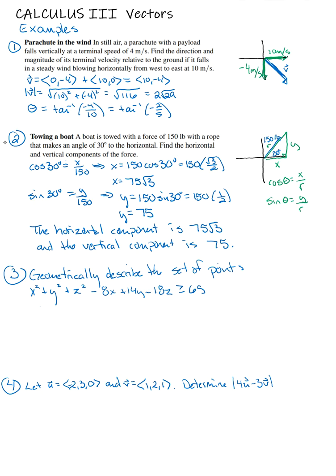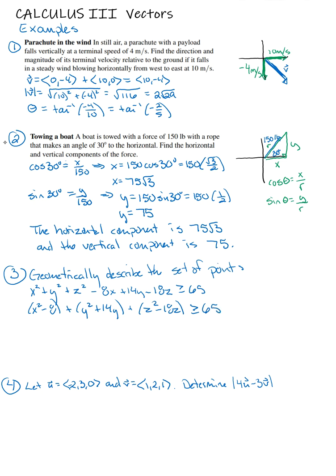Okay, on to example 3. Let us geometrically describe the set of points x squared plus y squared plus z squared minus 8x plus 14y minus 18z is greater than or equal to 65. Well, what we're going to have to do to begin with is complete the square on these. Let's go ahead and first collect the x's, x squared minus 8x. Collect the y's, y squared plus 14y. And collect the z's, z squared minus 18z. Still greater than or equal to 65.